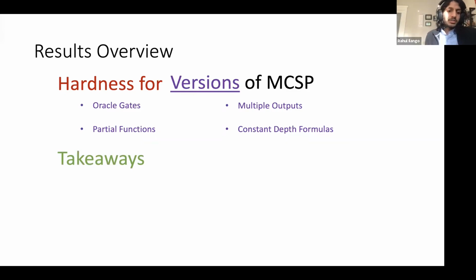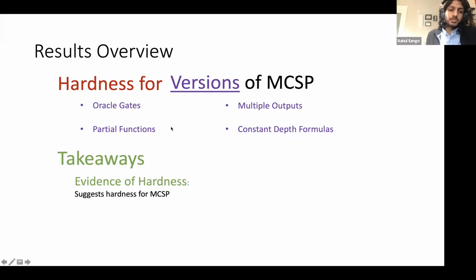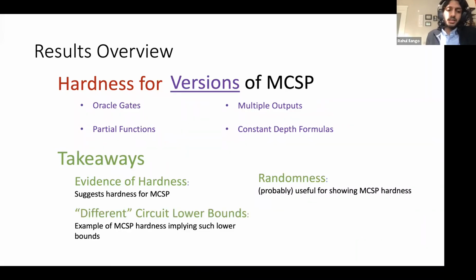In particular, these takeaways are related to things that I've talked about previously in the background. What kind of evidence can we construe of this suggesting that MCSP itself, instead of just this version of MCSP, is hard? Maybe learning that all 4 of these versions of MCSP are hard suggests that the original problem should be hard. What is the power of randomness in a reduction? How do these reductions imply different types of circuit lower bounds? And what is the power of the exponential time hypothesis in getting these reductions? So these are the takeaways that I'm going to emphasize more in the next few slides.